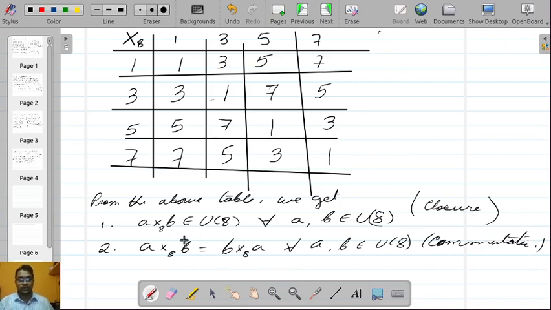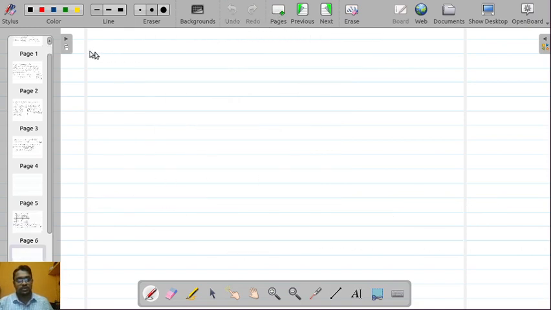And also if we talk about the identity element, here 1 is the identity element. Okay, 1 multiplied with any other element is the element itself. So number 3, 1 belongs to U8 is the identity.